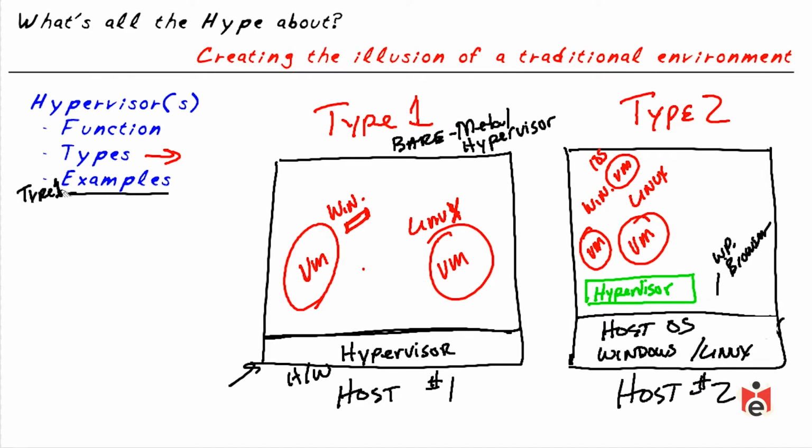Now, regarding an example of a Type 1 hypervisor that runs directly on the hardware, a great example of that would be VMware's ESXi. And an example of a Type 2 hypervisor, where we have a host operating system in place, like Windows or Linux or Mac OS, and then we run the hypervisor as an application. Examples of that would include VMware Workstation.